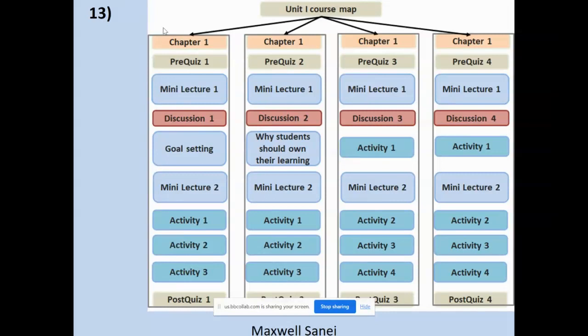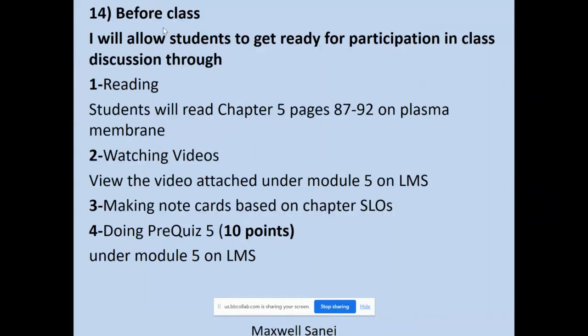Now, where was the point of using Vbox or the software? It would be the discussion time. The students already get the reading assignment. So the night before, I will say, you read this chapter. These are in the next slide. I need to show you the next slide. I allow students to get ready for participation in class discussion through reading.